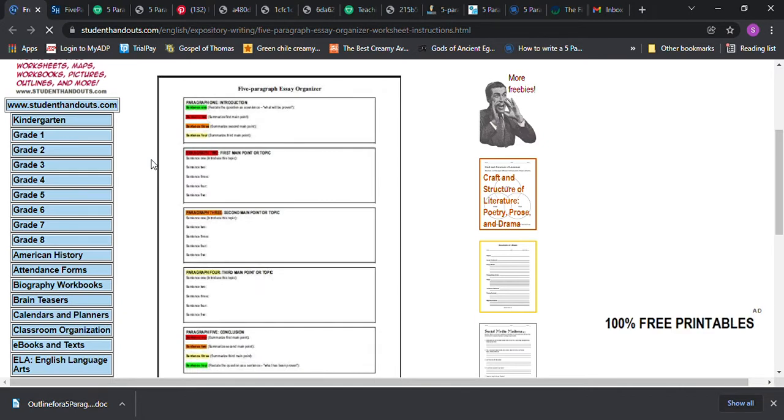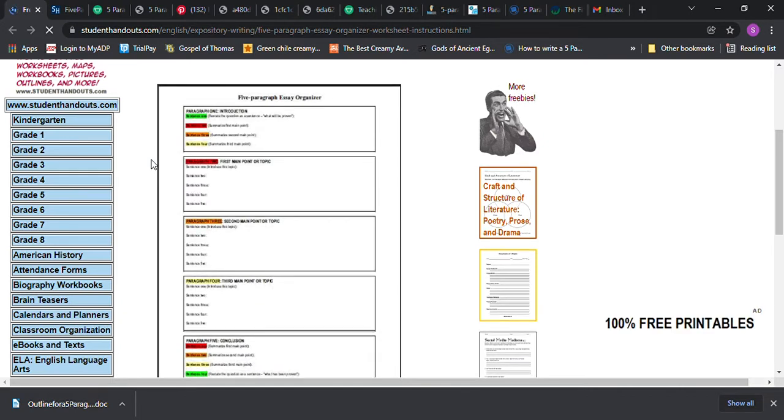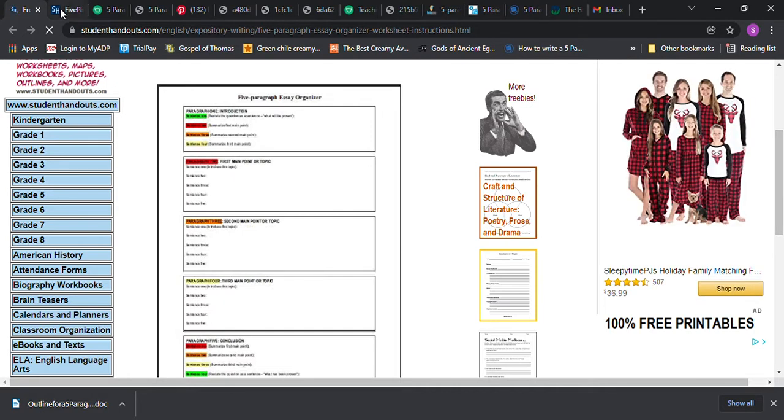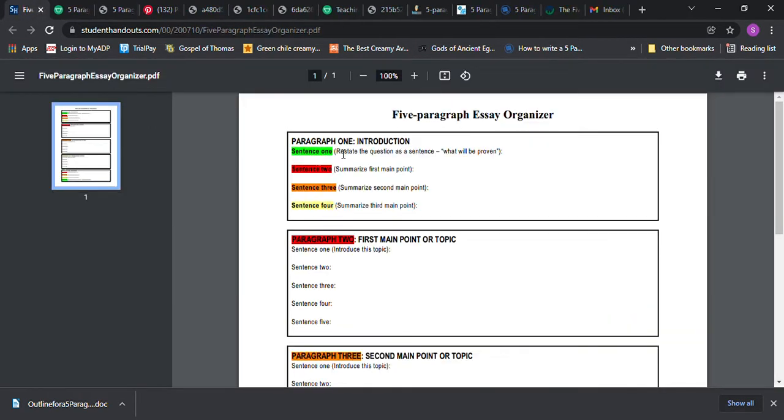And this one is at studenthandouts.com, 5-paragraph essay organizer. And so I open this in a new tab. And I'm going to close this tab out. And so you can see how they did it. They did it with the colors as well. They have paragraph 1, introduction. Sentence 1, restate the question as a sentence. I guess they did it with a question. What will be proven? And so then they put summarize the first main point, summarize second main point, summarize the third main point.